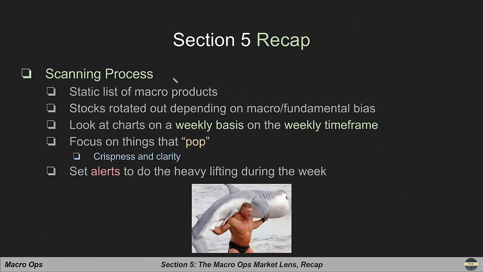And then we finished off talking about our scanning process, where we have a static list of macro products that we scan every single week. And then our stocks are rotated out. They're dynamic watch lists, and they rotate out depending on the macro fundamental bias at the time. And so usually what we do is look at the charts on a weekly basis on the weekly time frame to identify any interesting patterns in the market. And our focus is on things that are popping. We want crispness and clarity. That's extremely key. So that will filter out all of the weaker signals and the weaker moves and leave us with the absolute highest quality. So we emphasize quality over quantity always.